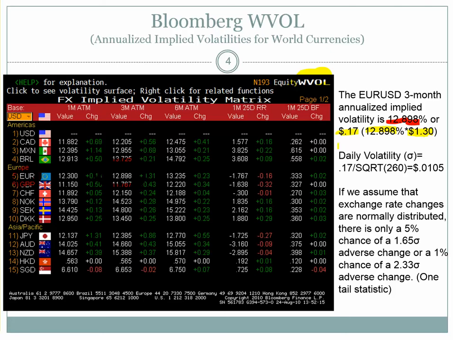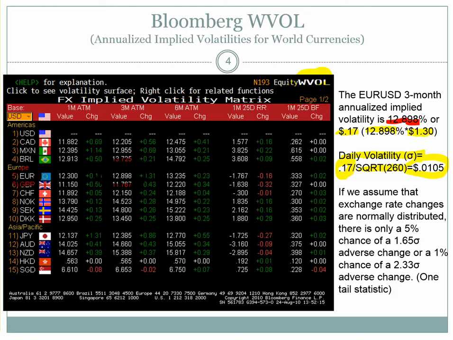And then using the square root of time rule for scaling volatility, we can scale, say, an annual volatility of 17 cents to a daily volatility. Assuming, say, 260 trading days in a year, you would divide by the square root of 260. So you would see that the daily volatility is 0.0105, or about a penny a day. So now we know the daily standard deviation is 1.05 cents per day.